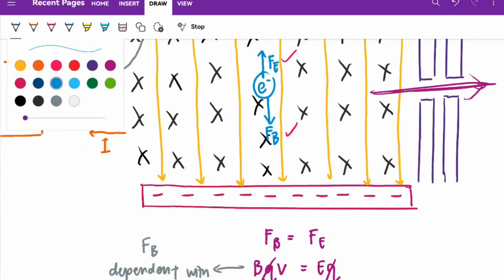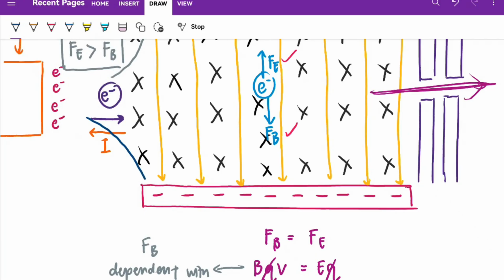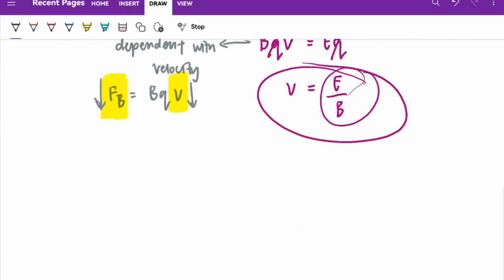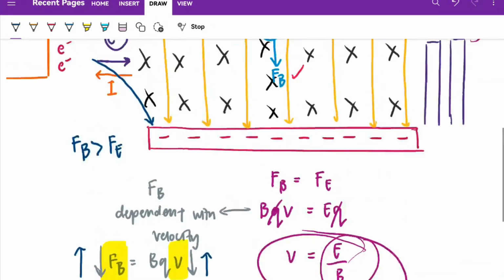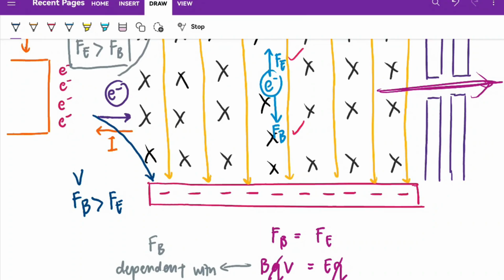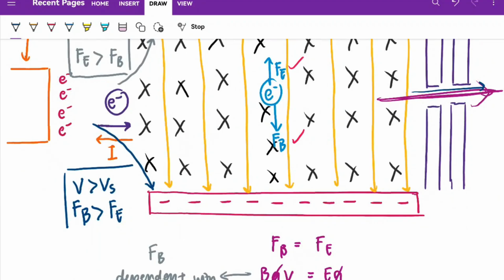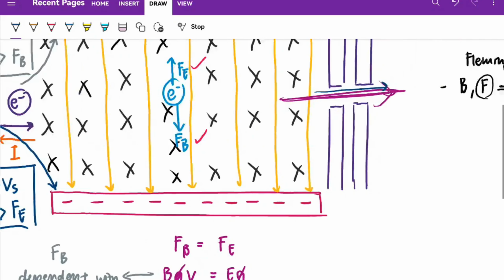What if it deflected downwards instead, towards the negative plate? If it deflected downwards, it means the magnetic force is more than the electric force. How about the velocity? When the magnetic force increases, the velocity will also increase, right? That means the velocity of the electron is greater than the required velocity needed to pass through the slits here. So this is when it deflected downwards.